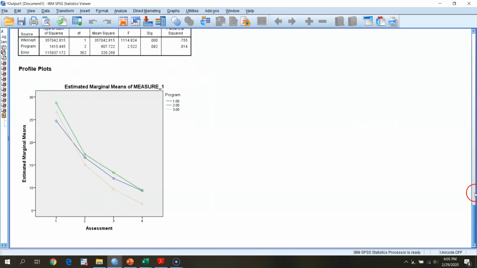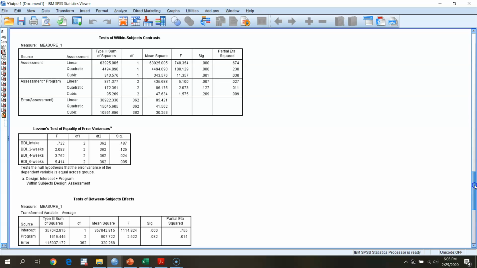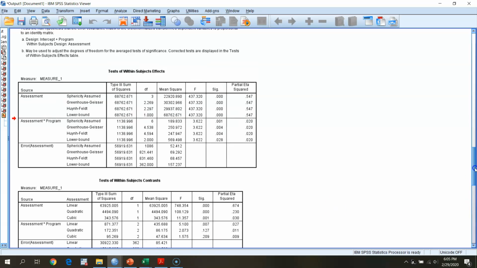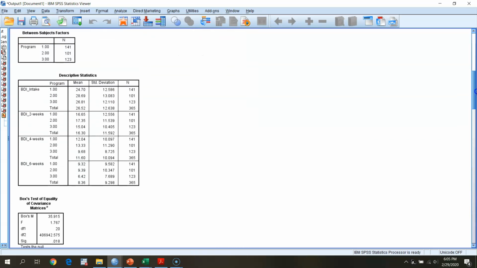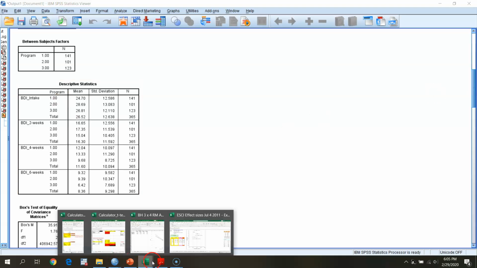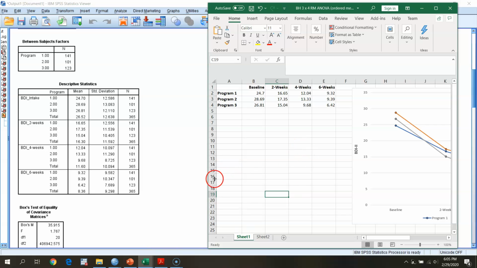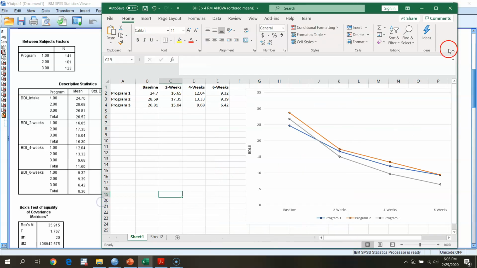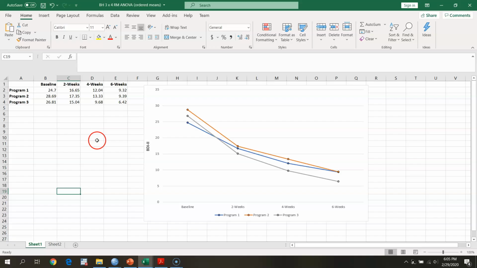Now, SPSS has given us a plot here. I don't really care for those plots all that much. What I did was go back up to our descriptives and just plot these out in Excel. I just like these plots a little bit better.